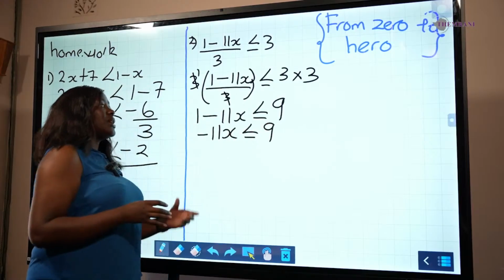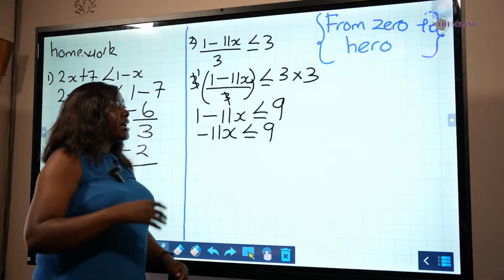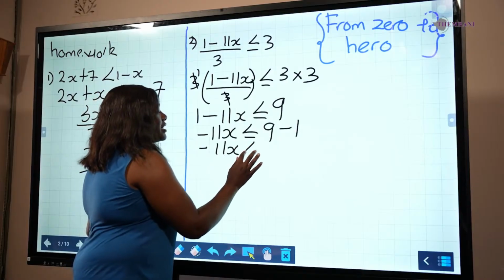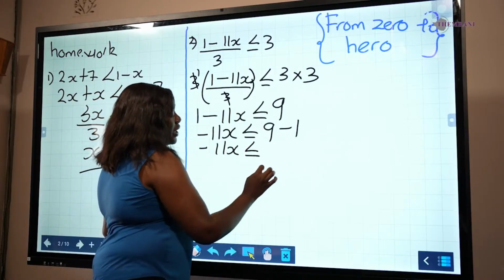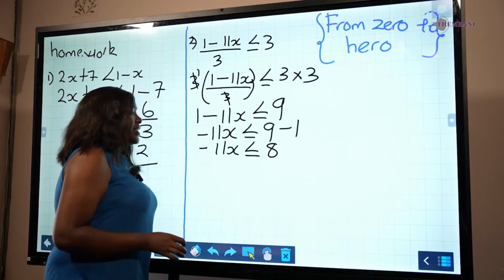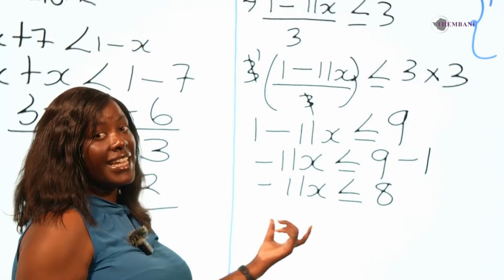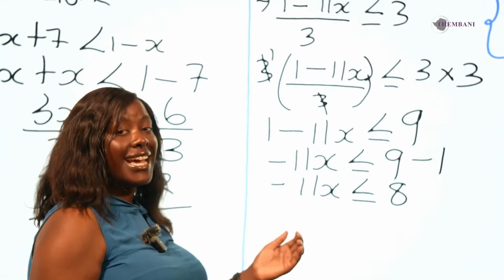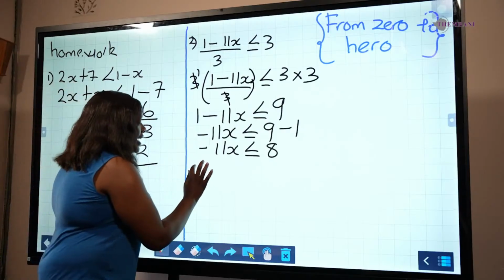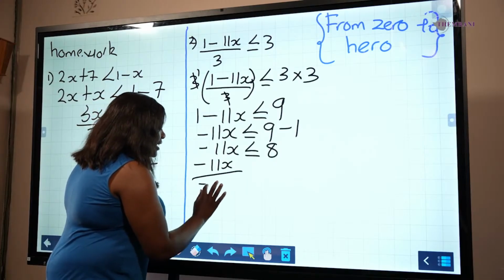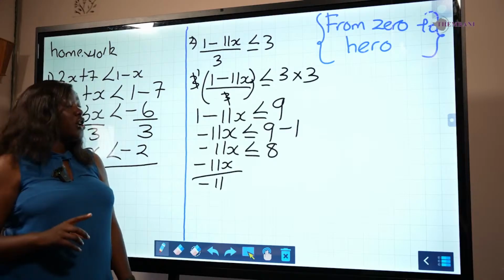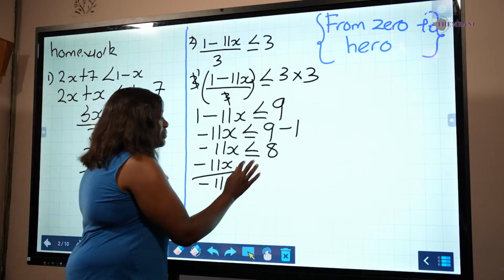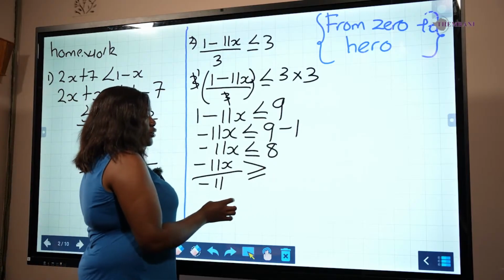If this 1 moves, it was positive this side. So if it crosses the inequality sign, it becomes a negative 1. So we are going to have negative 11x is less than or equal to 9 minus 1 will give us 8. Then from there, we have a negative 11x here. If you still remember, I said if we multiply or divide by a negative, our inequality sign changes direction. So we have negative 11x over negative 11. We have divided with a negative sign. So our inequality sign was facing that direction. It now changes direction and faces this side. So it becomes greater than or equal to our 8.